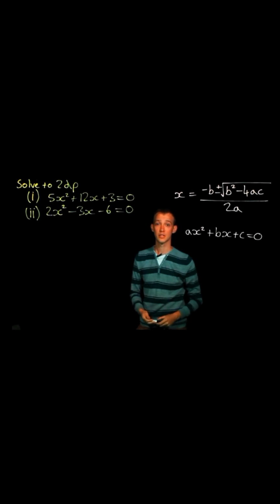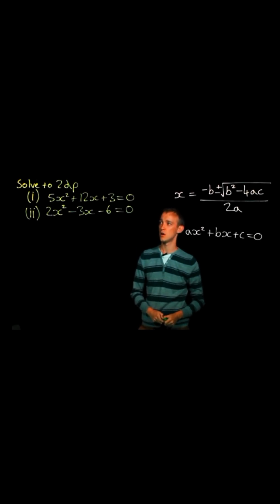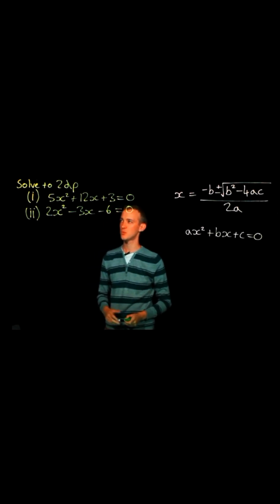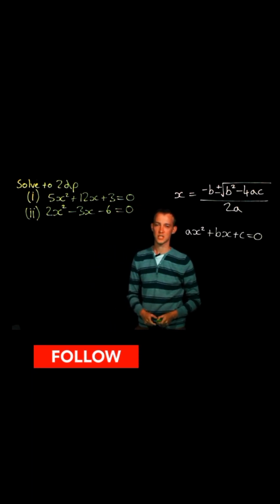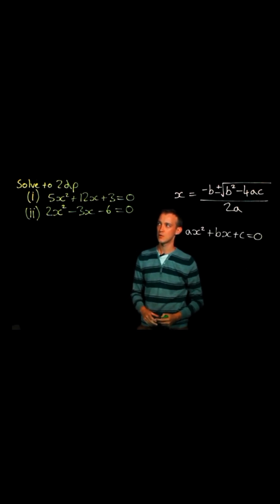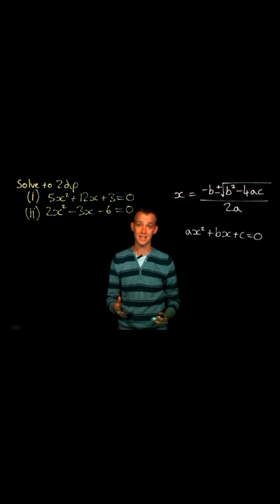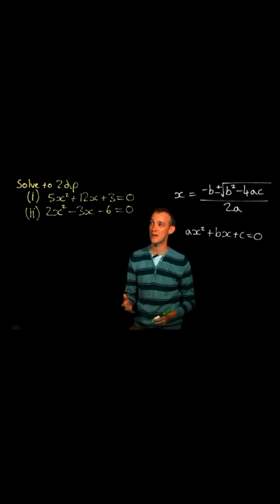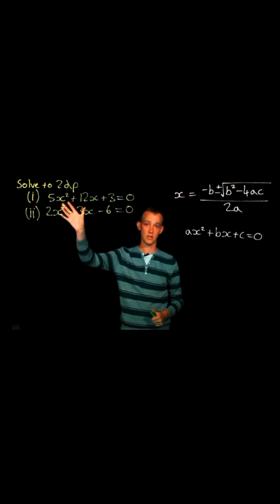We're going to be carrying on solving quadratic equations in this video. My question here says solve to 2 decimal places, and the first one is 5x squared plus 12x plus 3. The questions we've looked at before haven't said solve to 2 decimal places. Because it says solve to 2dp, it means that we need to have a decimal answer. Now these equations here, they don't factorize, okay?